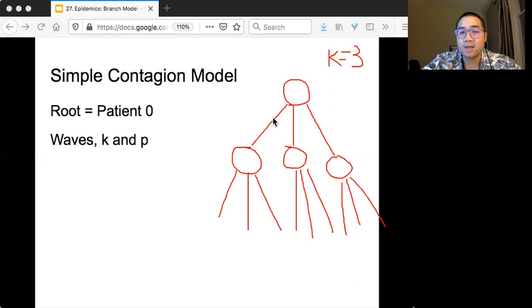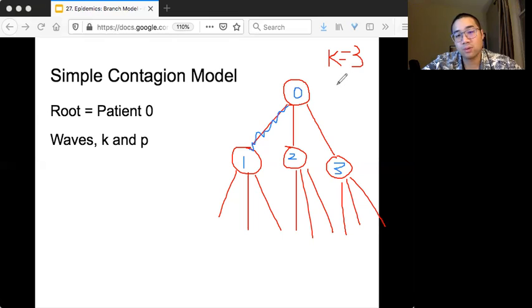If it's a head, that means this person 0 will affect this person 1, let's say 2 and 3. And then suppose that this virus is not very contagious, so you flip a coin here, it's a tail. You flip a coin here, it's a tail. That means that in the second time step, only one person has the virus.